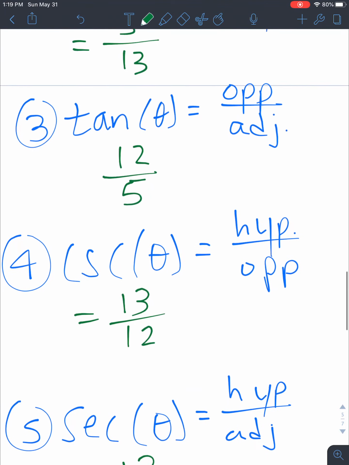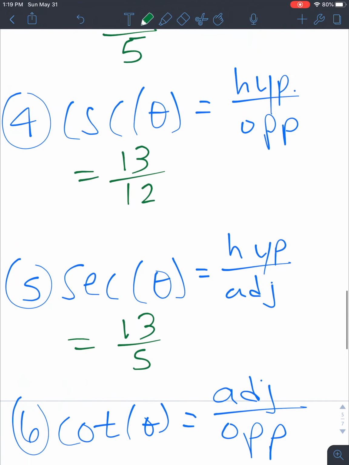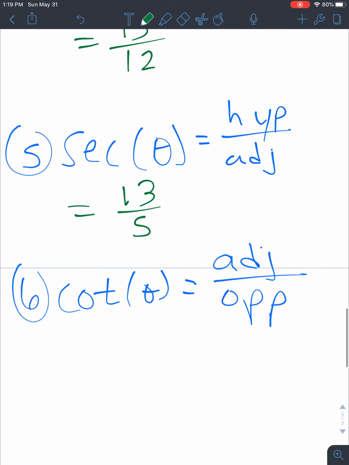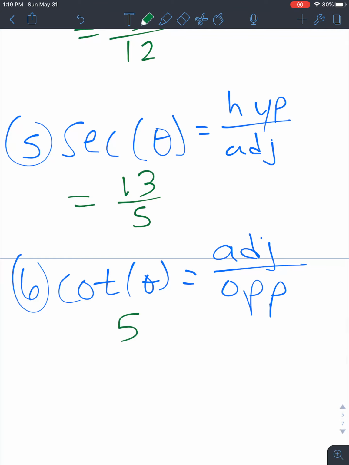So for cotangent, you have the adjacent over the opposite, right? And we know that tangent was opposite over adjacent, 12/5. So that means we have 5/12 as the cotangent of theta. So that's an introduction to your 6 basic trig functions, which is like the main portion of 9.1.